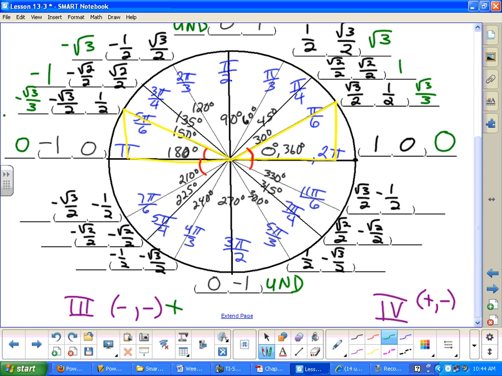Which means that 7 pi over 6 is closer to 5 pi over 6, right? Okay, those are the same. So this is positive square root of 3 over 3 here. Positive 1. Positive square root of 3. They just don't want to reflect down correctly. And then if I have a negative divided by a positive, we get a negative. So in the fourth quadrant, they're negative.